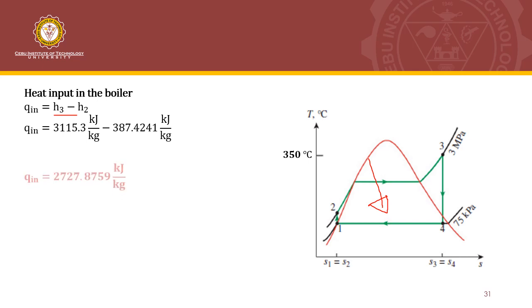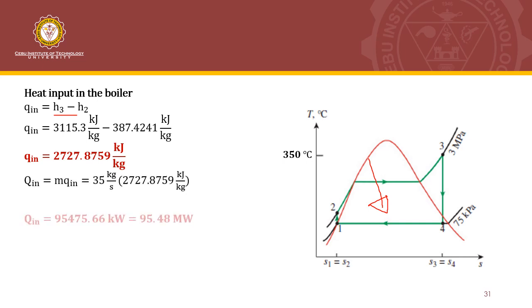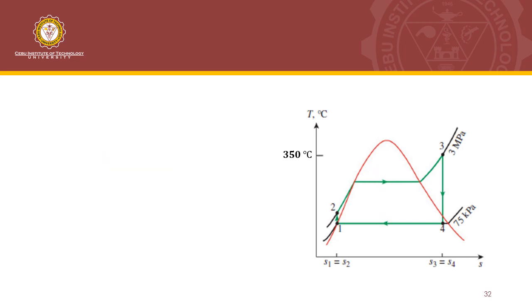So we already have the Qin, and that is 2727.8759 kilojoules per kilogram. When you multiply it with the mass flow rate, you can also get the power input, and that is 95.48 megawatts. So this is the amount of power that the boiler produces from the combustion of fuels, or from a solar thermal plant source, or from the geothermal wells, or from the nuclear fuel. So this is the heat input in the boiler.